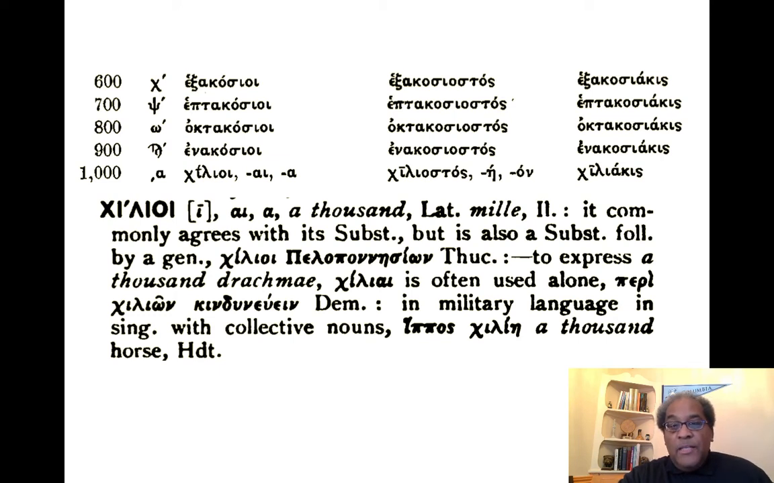So Demosthenes: peri chilion kindyneuein, to gamble for wage or danger for 1,000 drachmae. Now in military language, it occurs in the singular with collective nouns. So hippos chilie, 1,000 horse.